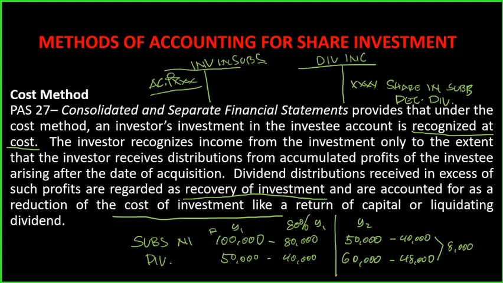8,000. Now, please follow because based on other books, there are different treatments here. If you look at this, they will say, wait, this is the profits or the share in the profits, but this is the amount received. Therefore, 8,000 should be the return on investment. And that will be credited as the return on investment. So that will now reduce your investment in subsidiary.